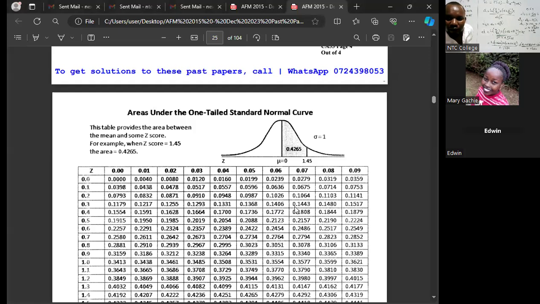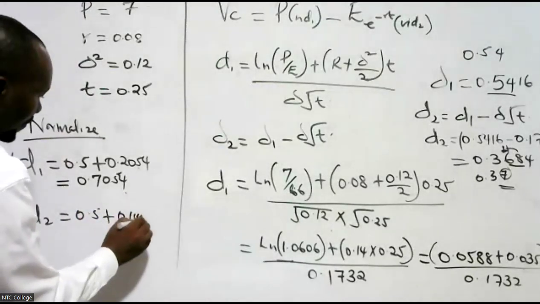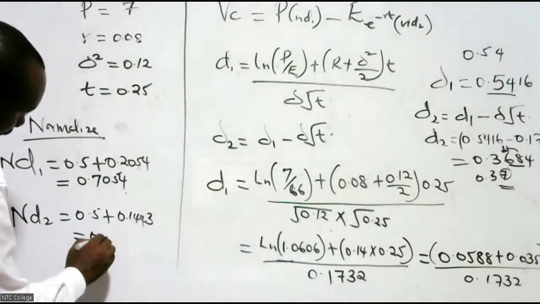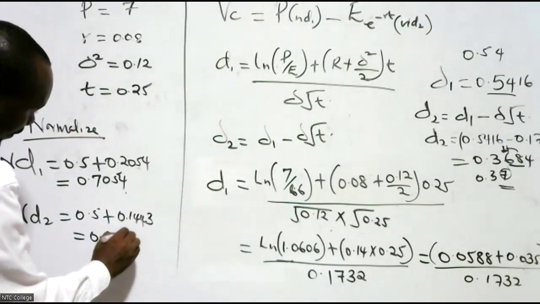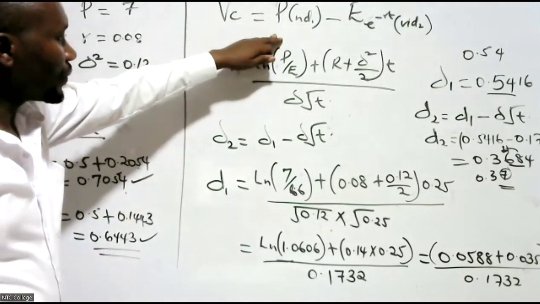Take 0.1443. You add to this one 0.1443, so you'll be having 0.6443. These are the figures that you're going to use as ND1. Now come and punch them here.